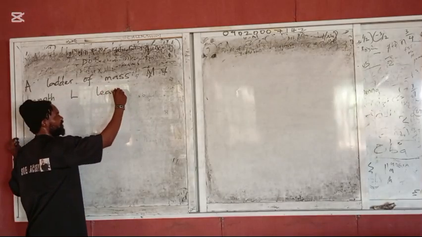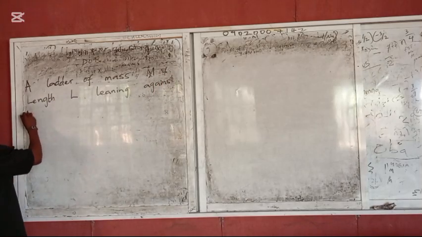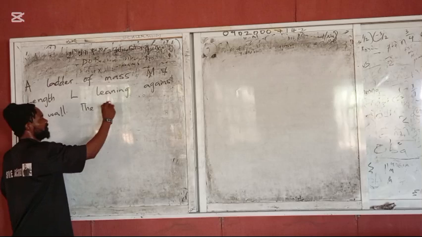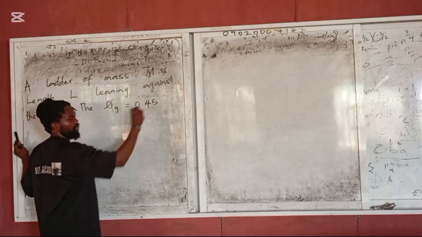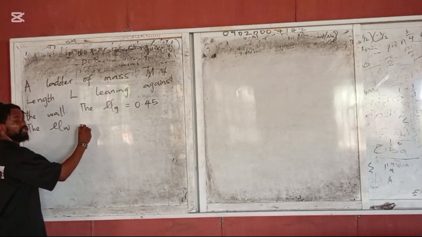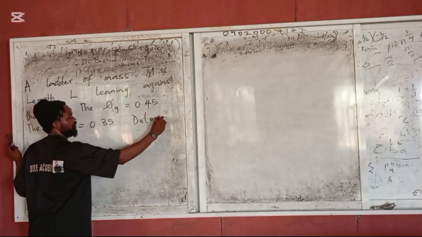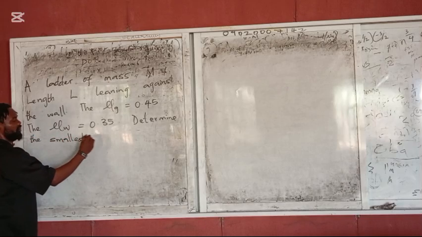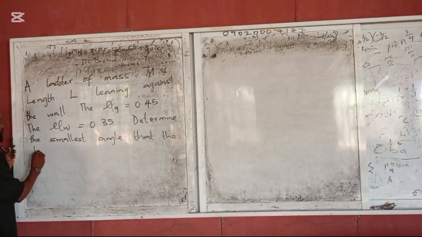Leaning against the wall. The coefficient of friction at the base is 0.45. The coefficient of friction at the wall is 0.35. Determine the smallest angle that the ladder can make with the ground.